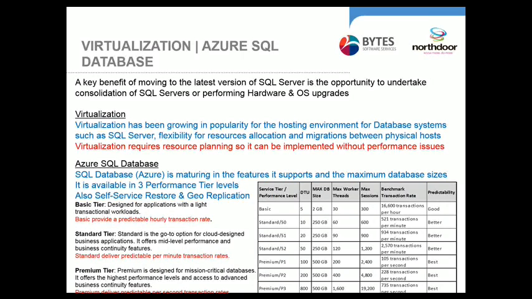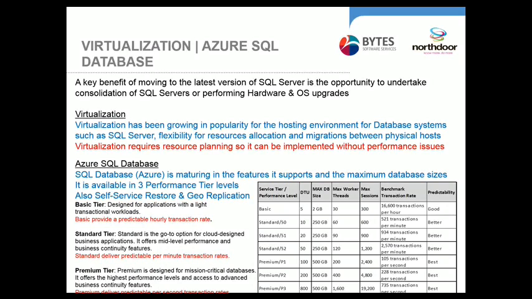Our standard tier is predominantly the cloud-designed business application level. This is the mid-tier with business continuity features. We have much higher transaction levels, and we're down to per-minute transaction rates rather than the per-hour rates we had previously. So we've gone forward quite a lot in terms of capability, and we're up to 250 gig in terms of the size of the database now.